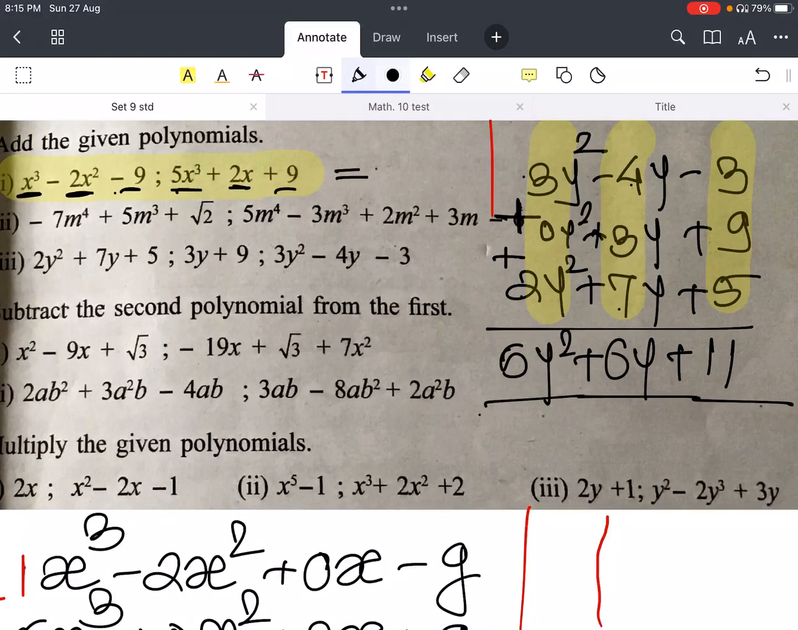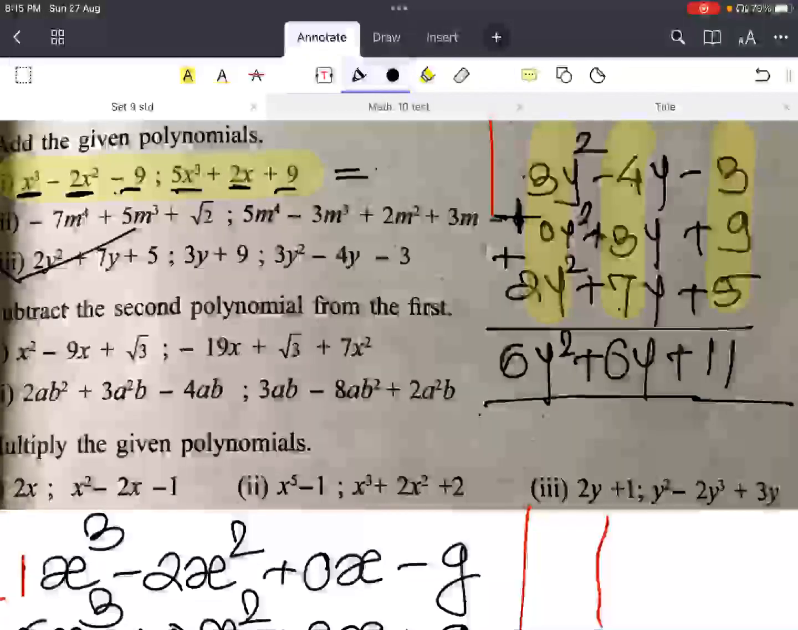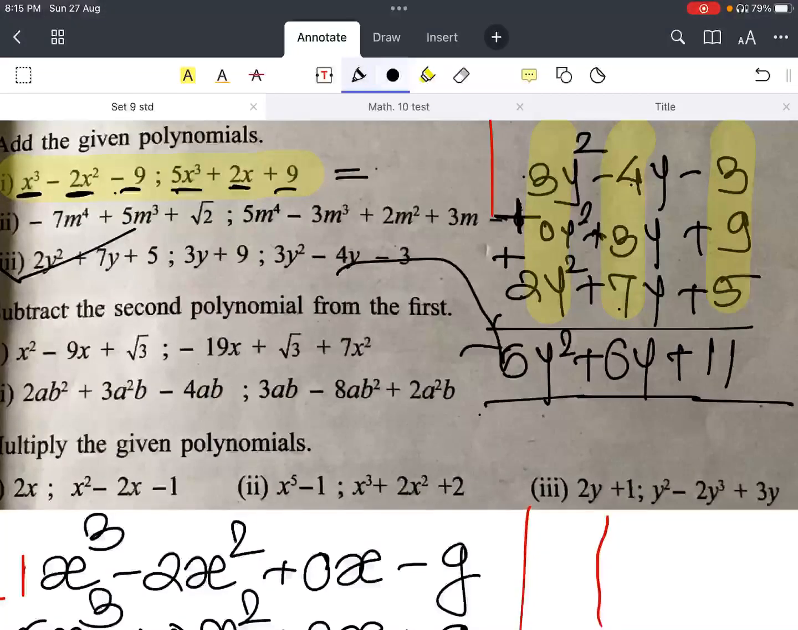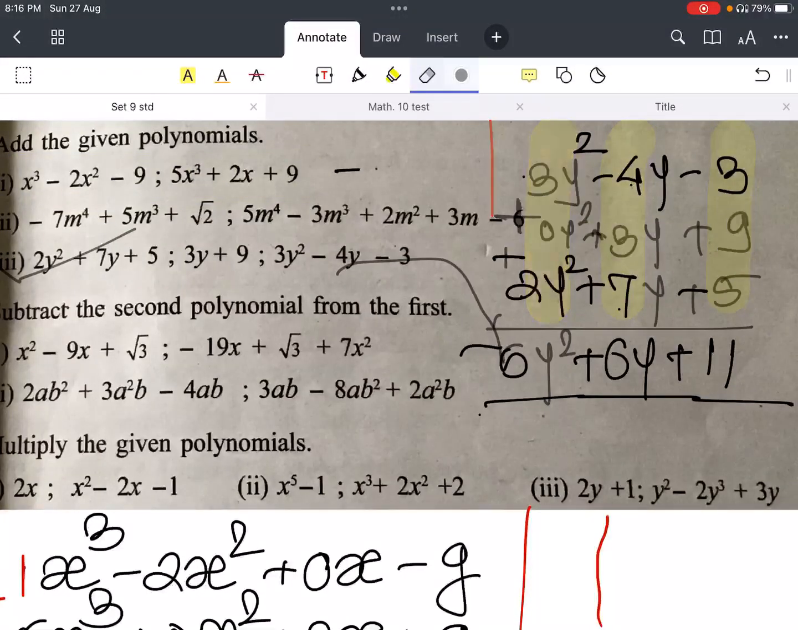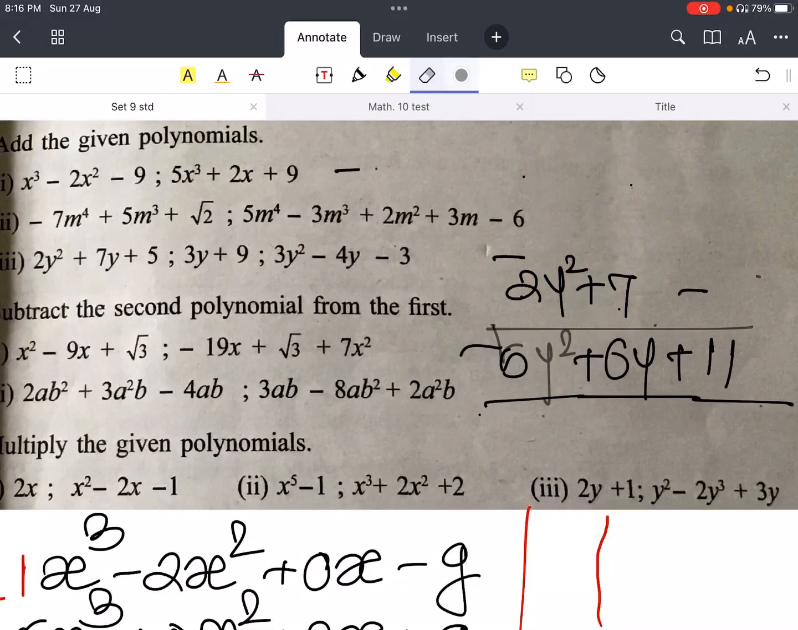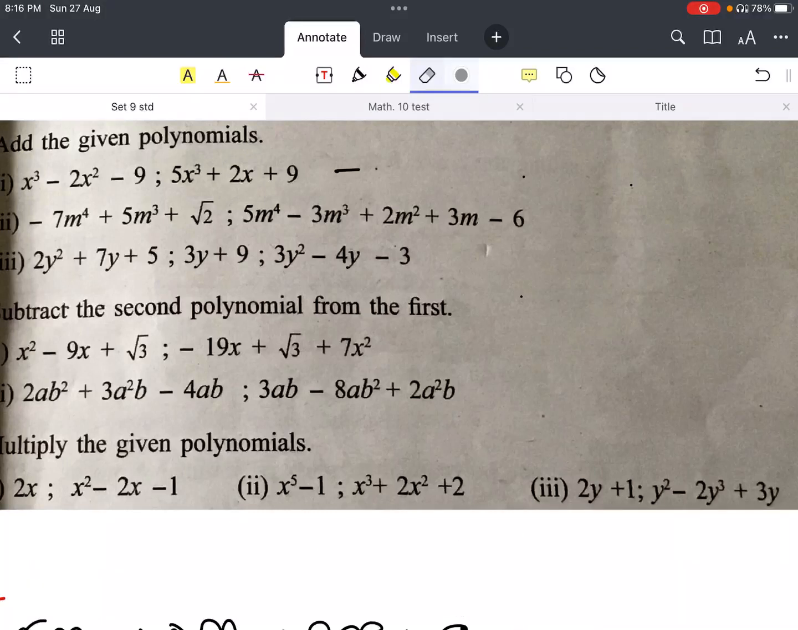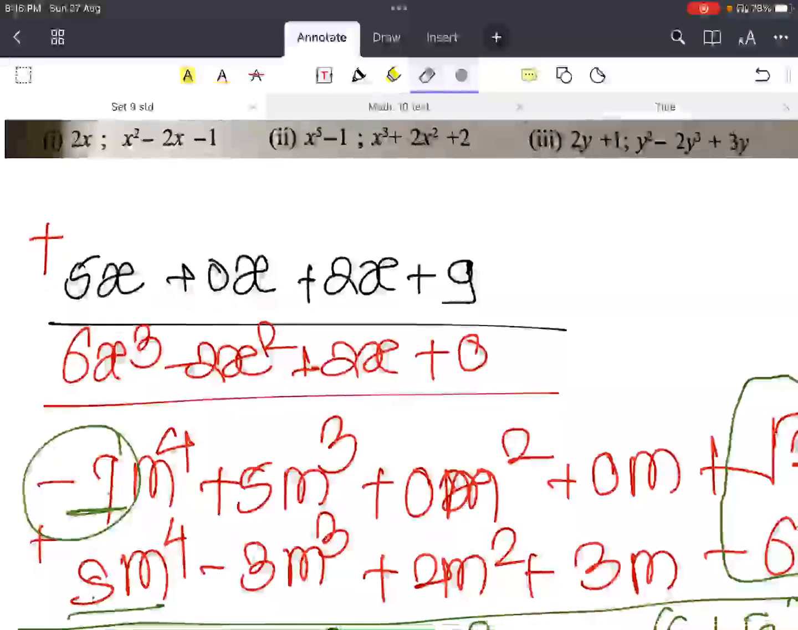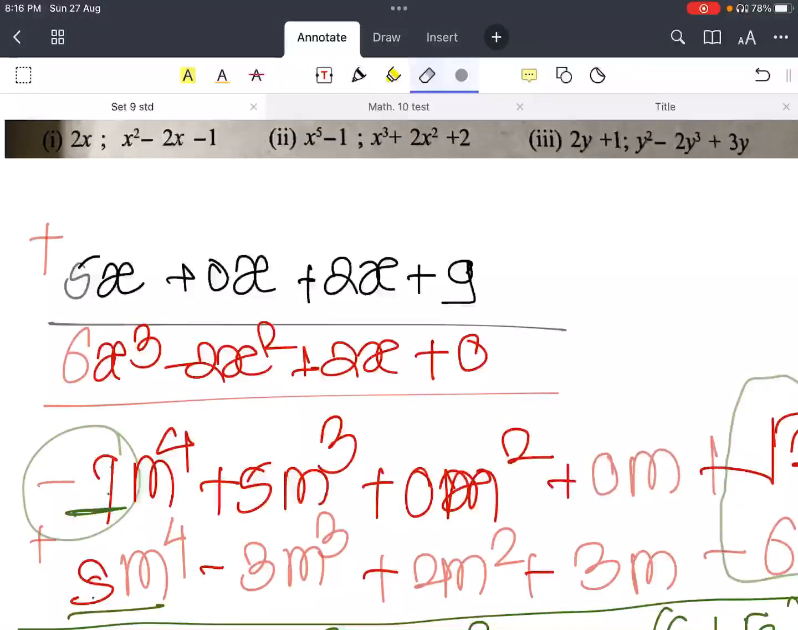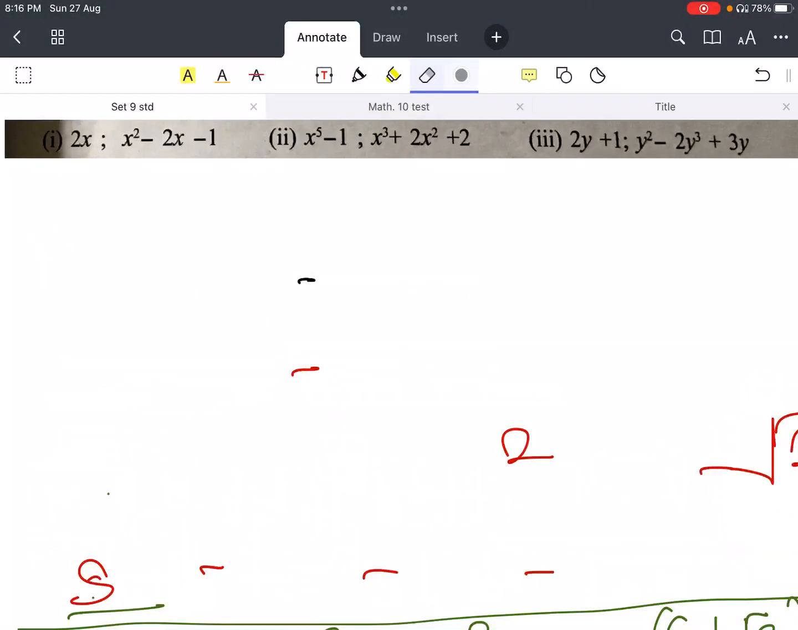So likewise, we will solve this example, and this is your answer. Clear? Now similarly we are solving this question. What is the next question? Subtraction. Operation on a polynomial, so we are subtracting these. The pattern is the same. By simple integer addition and subtraction, using this rule we are solving these examples.